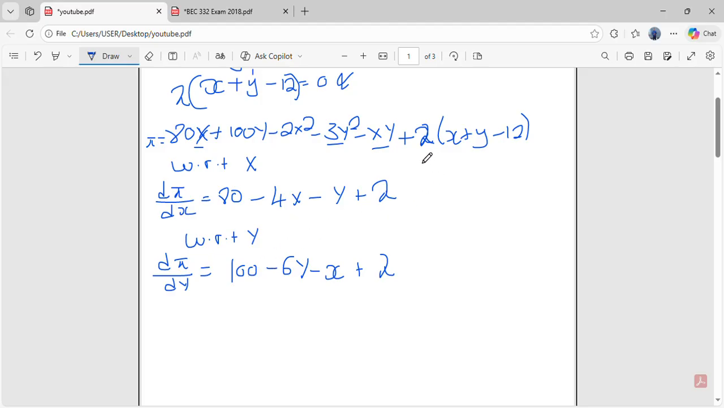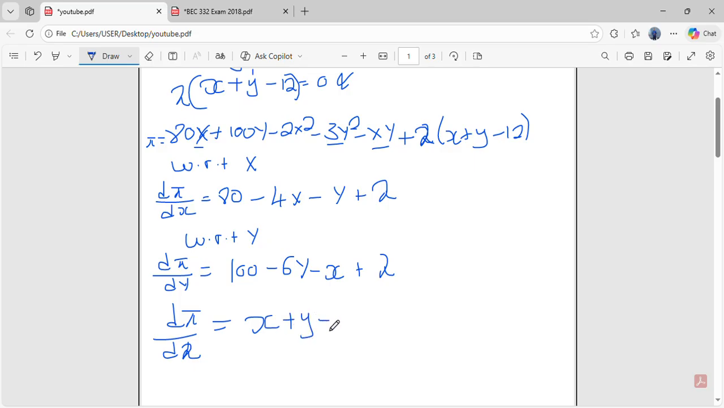So we now go to the last part. And the last part, in this case, we are supposed to differentiate the lambda. So it will be d pi over d lambda. So it will be equal to the derivative of 8x is 0. The derivative of 100y will be 0. The derivative of 2x squared will be 0. The derivative of negative 3x squared will be 0. The derivative of negative xy will be 0. But the derivative of lambda will be 1. And 1 times everything in this case will be the same.